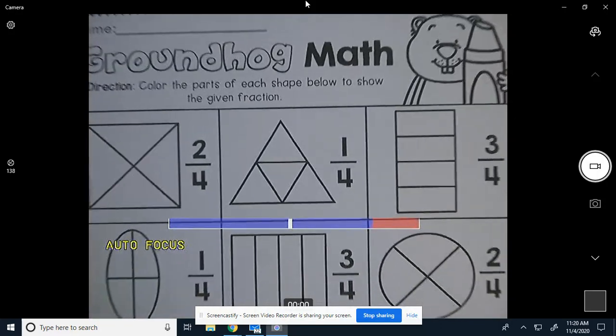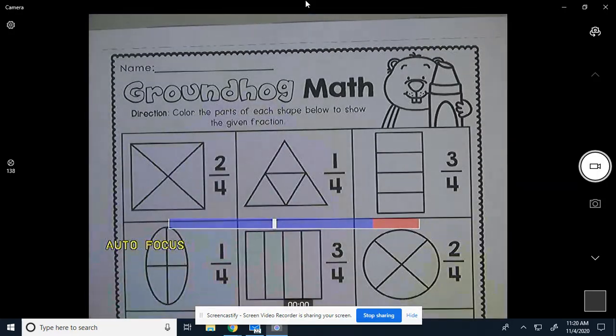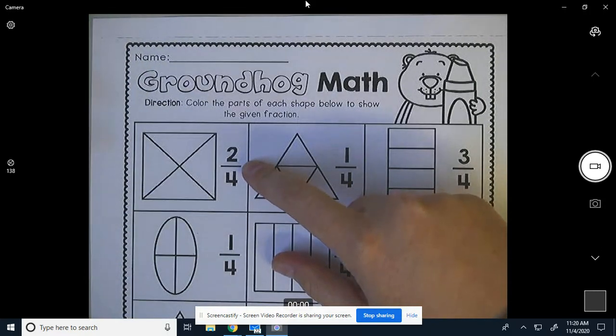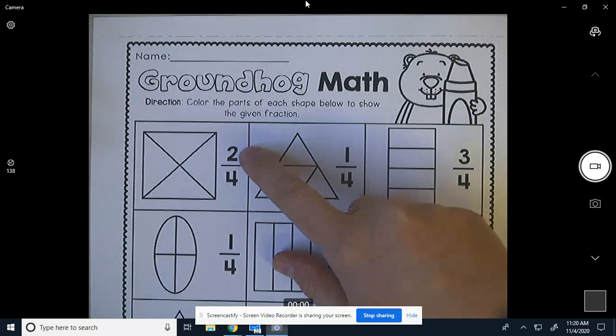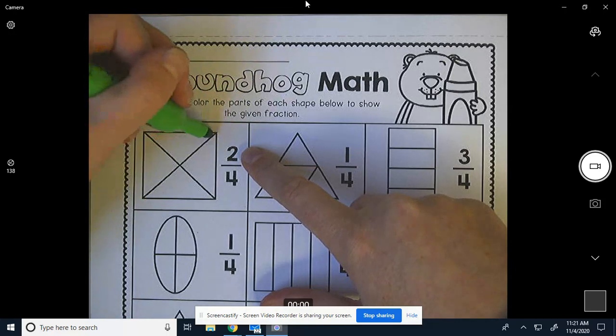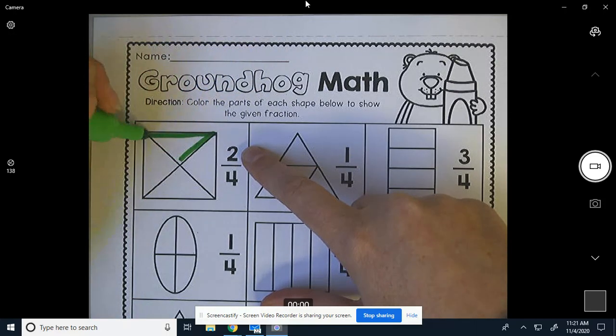All of these are cut into fourths because there are 4 pieces. All of them are cut into fourths. It says, color the parts of each shape. So we want to make this fraction. Remember, the top are the ones that are colored in. So how many do we need to color in? 2. Yes, 2. So we're going to color in 2.